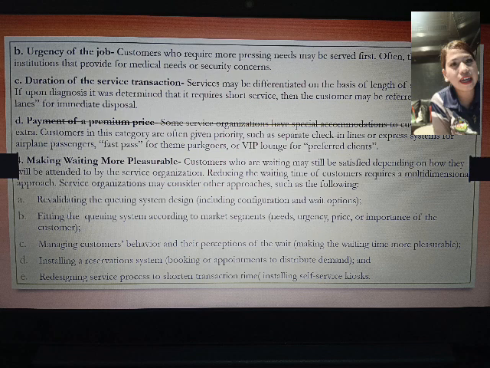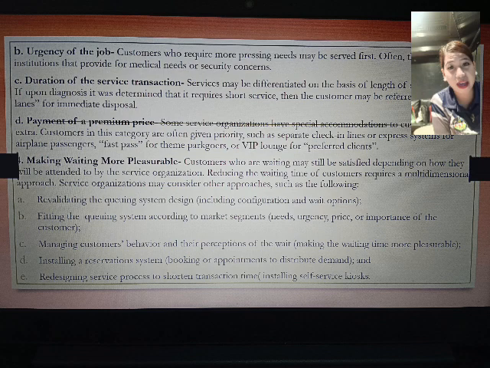Next is payment of a premium price. Some service organizations have special accommodations for customers who pay extra. Customers in this category are often given priority, such as separate check-in lines or express systems for airline passengers, fast pass for theme park goers, or VIP lounge for preferred clients. Payment of a premium price is for the VIP persons.